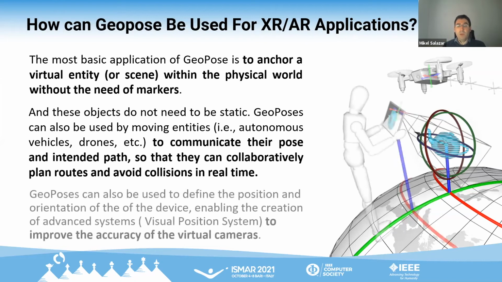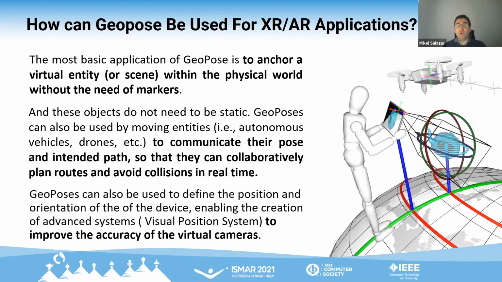Yet, the most important application of GeoPose will probably be camera tracking. Thanks to GeoPose, multiple systems, like the visual positioning system that James mentioned before, can be used to estimate the pose of the device with great accuracy and precision, giving the user a seamless augmented reality experience across the entire planet. And this is why GeoPose is such an important component in the open spatial computing platform.